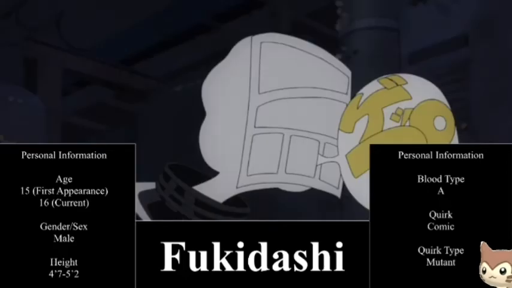Fukudashi's quirk, though, is comic, which gives him the ability to materialize any of the words he speaks, with the words having the same effects of what they'd suggest. The only major weakness of it seems to be that his throat starts to hurt a lot after using it for too long, which may explain why he doesn't speak much.